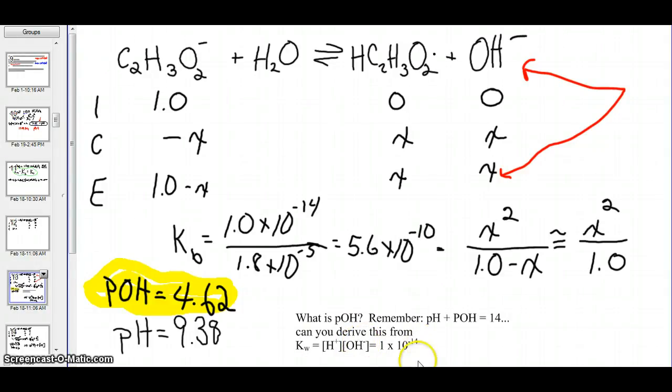Could you convert from this equation right here up to the one above by taking the negative log of both sides? Bet you could do it. Pause and go on if you'd like. That would be a good exercise. Alrighty.